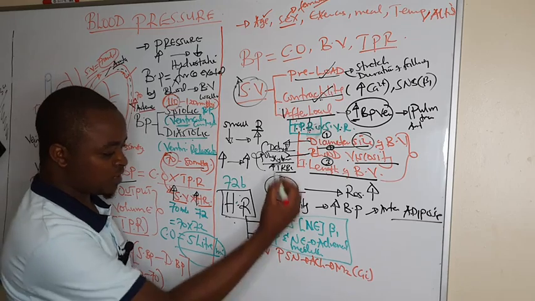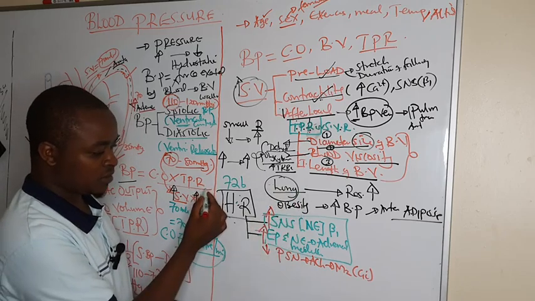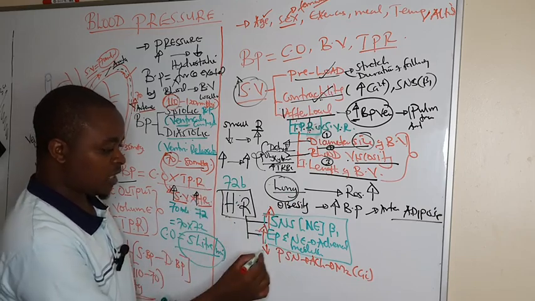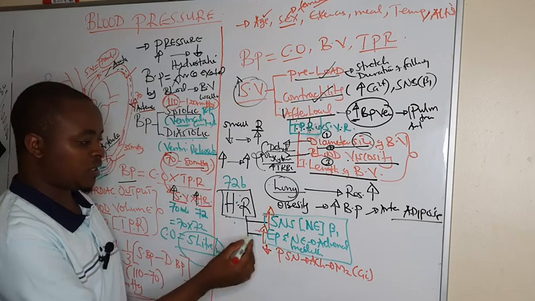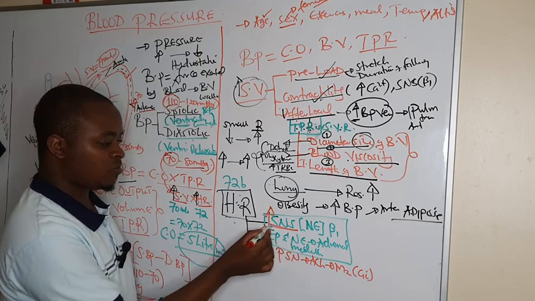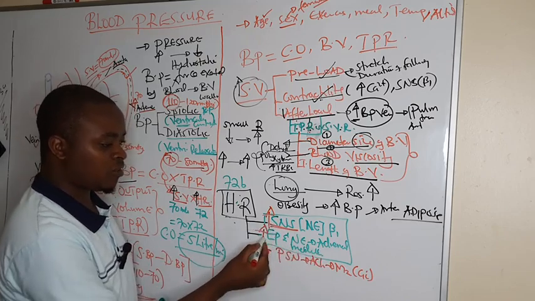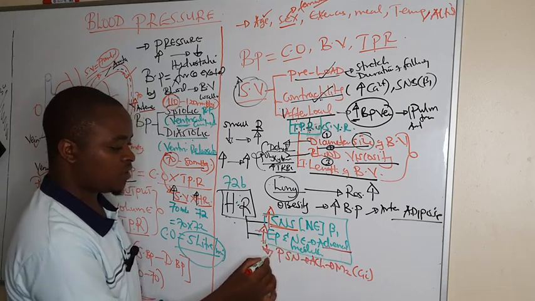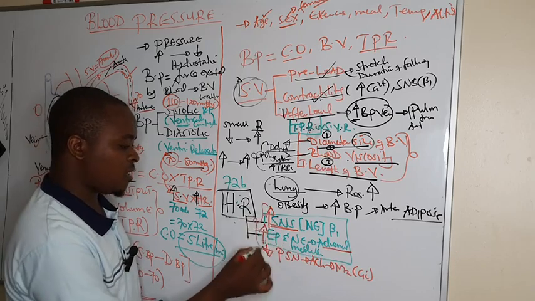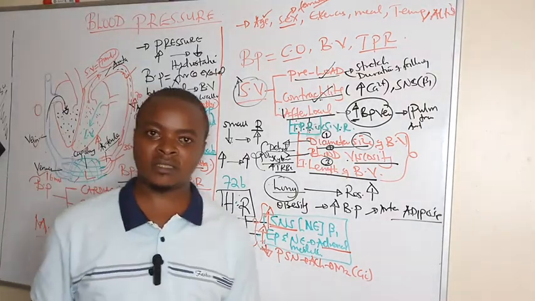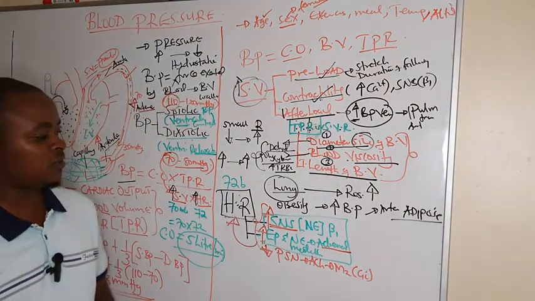So if parasympathetic stimulation is high, heart rate reduces, and when it is low, heart rate increases. So low parasympathetic stimulation, high sympathetic stimulation, and high catecholamine release from adrenal medulla work hand in hand to increase heart rate. So those are the factors that can affect heart rate.